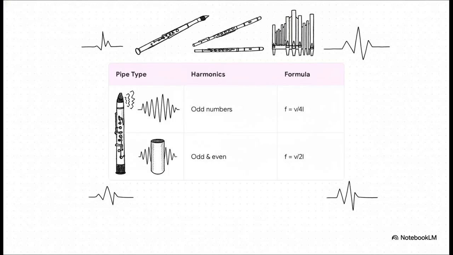And the difference between closed and open pipes is a brilliant illustration of how this math applies to wind instruments. Closed pipes, they only give us the odd harmonics, the fundamental, the third, the fifth, and so on.